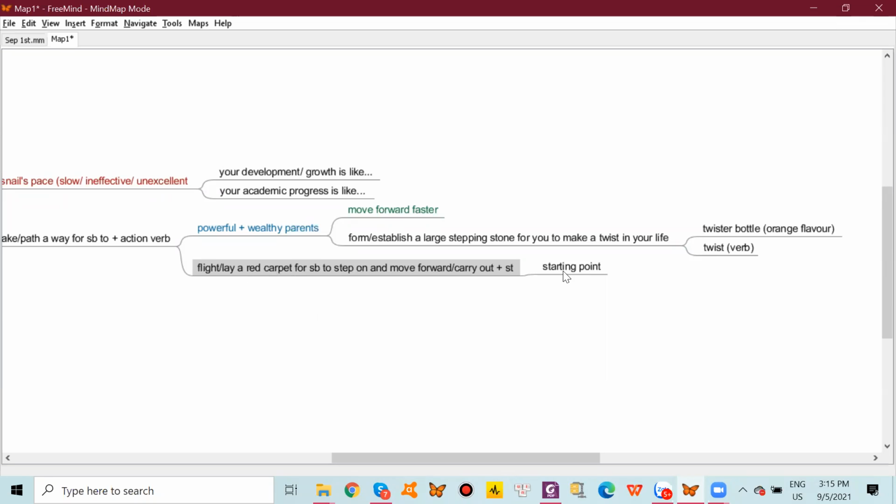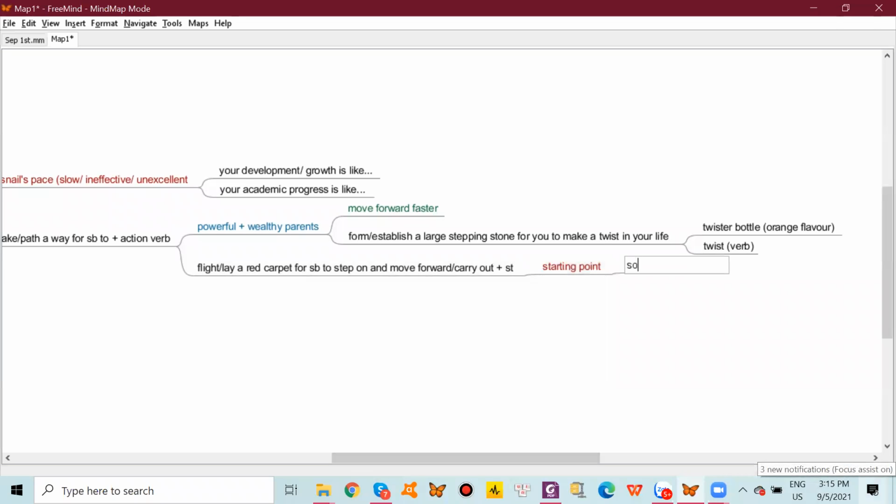Được trải thảm đỏ thì mình đang có cái từ lay a red carpet for somebody to step on, và mọi người đều so sánh rằng là khi sống trong cuộc sống này và sống trong cái society được gọi là cái xã hội này, thì mỗi người đều có một cái được gọi là cái starting point, gọi là cái điểm bắt đầu.